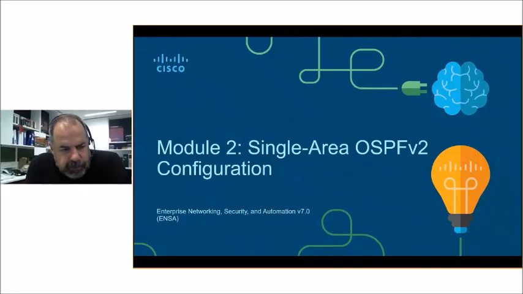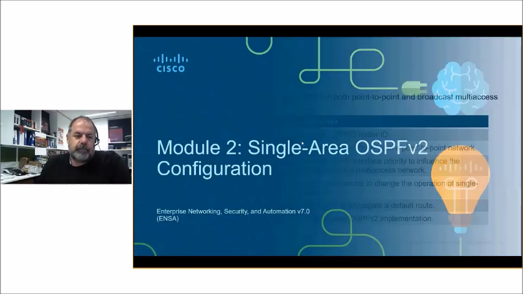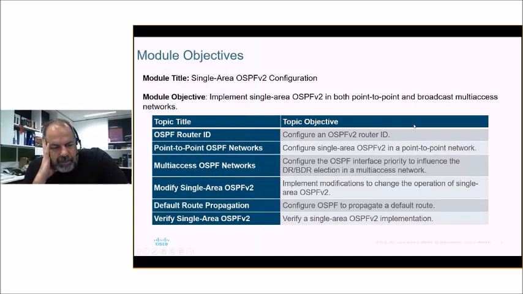Hi, so we're up to Chapter 2 of ENSA, Enterprise Networking, Security and Automation, and we're talking about OSPF configuration. We're going to talk about setting the router ID, point-to-point OSPF networks, and multi-access OSPF networks. We're going to look at modifying how OSPF behaves, so changing some of the default settings. We'll look at advertising default routes, as well as verifying that it's working as required.